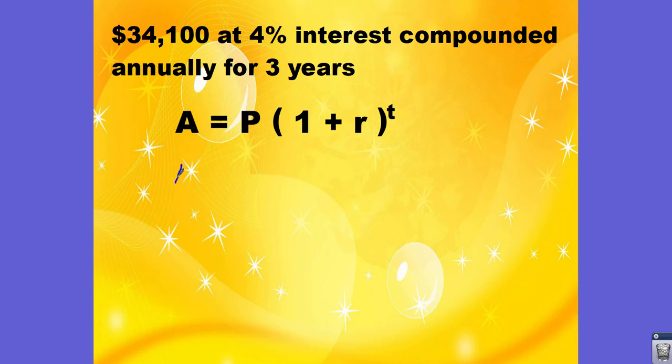So A equals, well, the principal amount is $34,100 times the quantity of 1 plus the interest rate, which is 4%, written as a decimal, which is 0.04, all raised to the power of 3, because we've got a 3-year term. So then A equals, right?